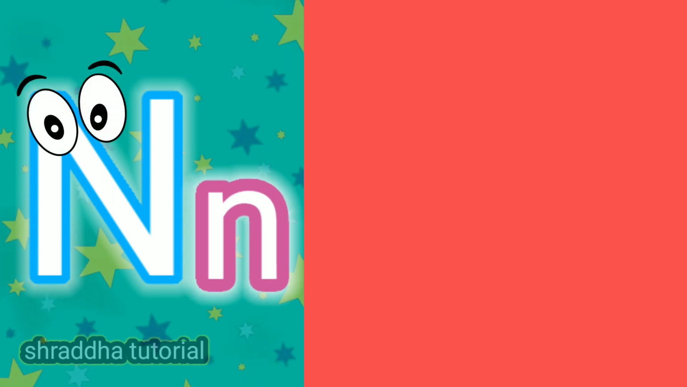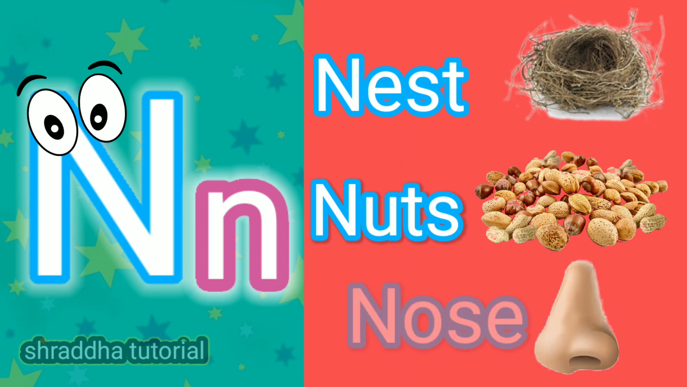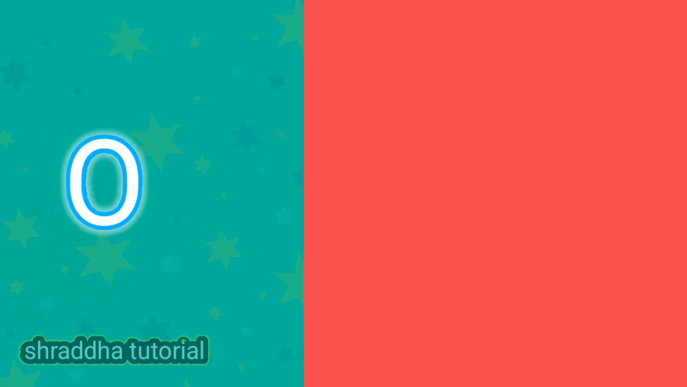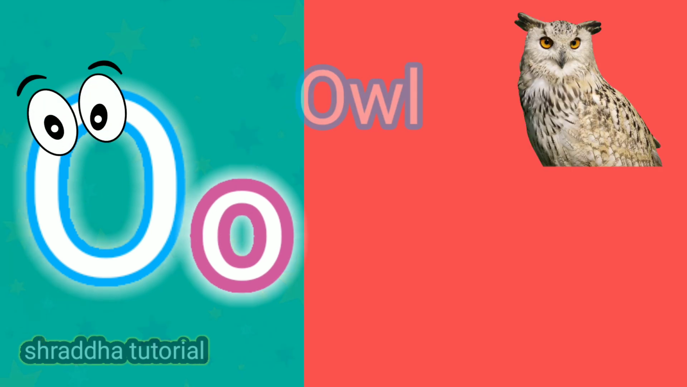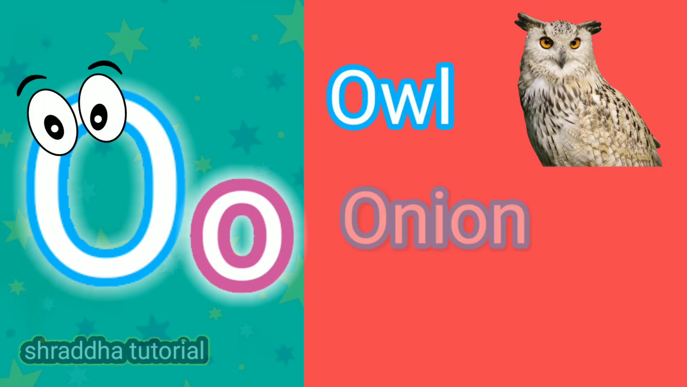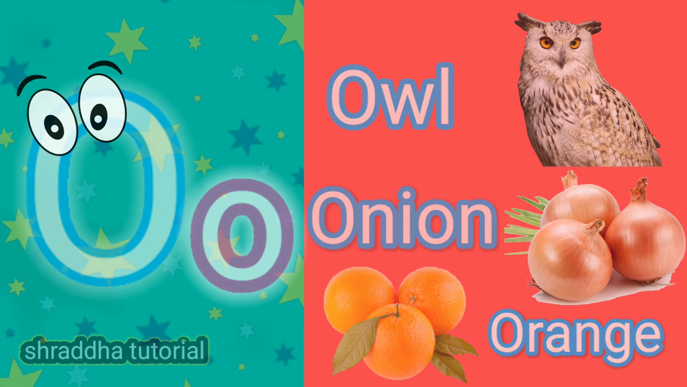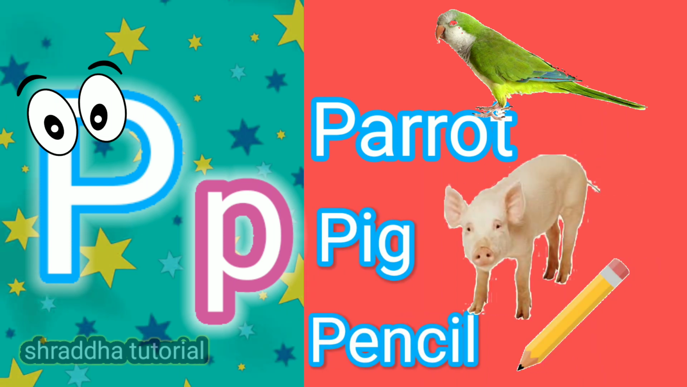N. N for nest. Knot. Nose. O. O for owl. Onion. Orange. P. P for parrot. Pig. Pencil.